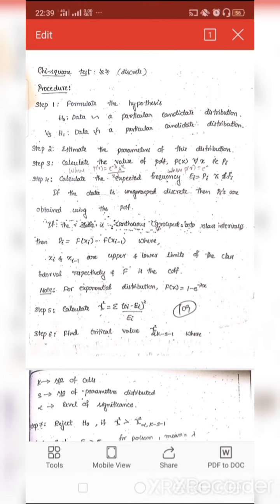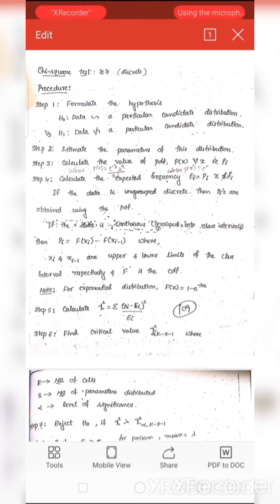Step 3: Calculate the value of the PDF, that is P of x for all x, that is Pi, where P of x is equal to e raised to minus lambda into lambda raised to x divided by x factorial. Step 4: Calculate the expected frequency Ei is equal to Pi into summation of Fi, where Ei is the expected frequency, Pi is the PDF, and Fi is the observed frequency.